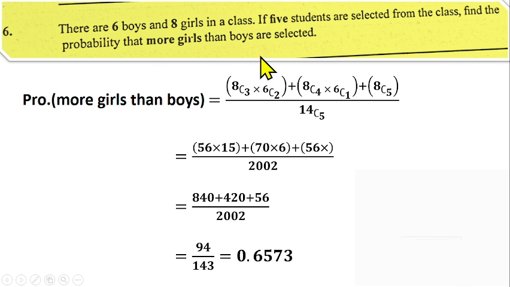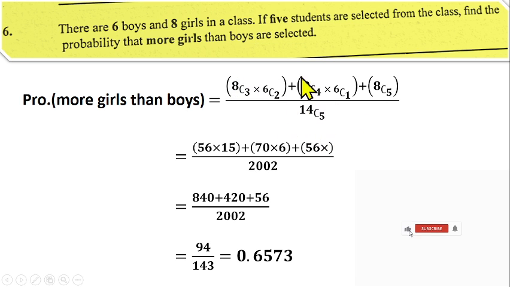So we know that probability is talking about the favorable outcome over total outcome. So the probability that more girls than boys are selected is equal to the favorable outcomes over the total outcome of picking 5 from 14. That should be 14 combination 5. So picking 5 from 6 plus 8 gives us 14. So 14 combination 5 will give us how many ways in which 5 can be picked from 6 plus 8, which is 14. And that should give us the total outcome.